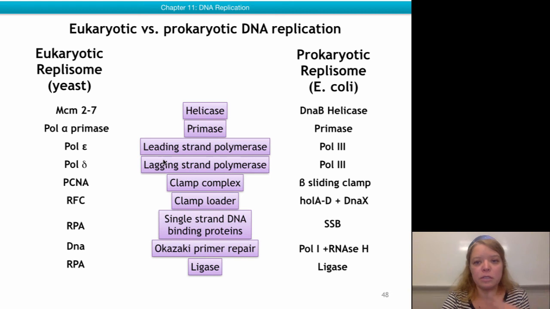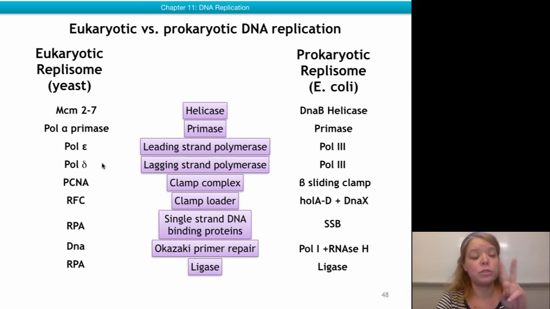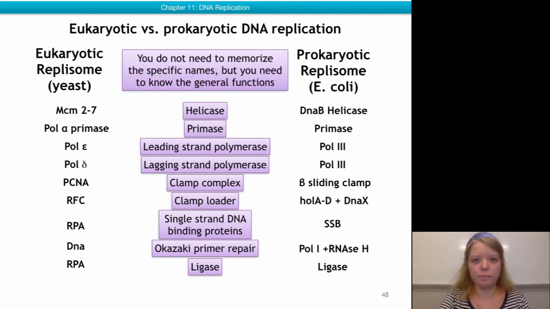Here's the comparison of the different players. Again, a helicase, both eukaryotic and prokaryotic replisomes have one. Everybody has a primase. In case of polymerases, the eukaryotes have two different polymerases, one for the leading and one for the lagging strand, while the prokaryotes have one and the same polymerase. But in both cases, there is a clamp complex, a clamp loader complex, single-strand DNA binding proteins, and enzymes that play a role in Okazaki primer repair by removing the RNA primer and filling it in with DNA. And of course, you need a ligase to fuse the Okazaki fragments together on the lagging strand.